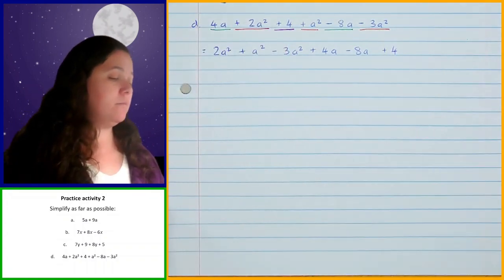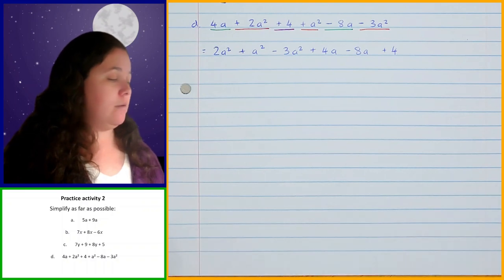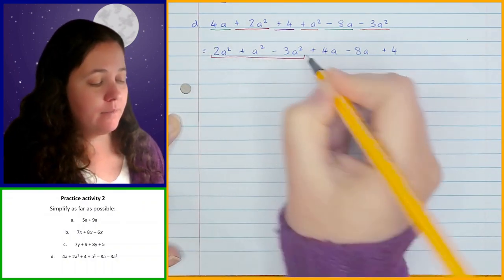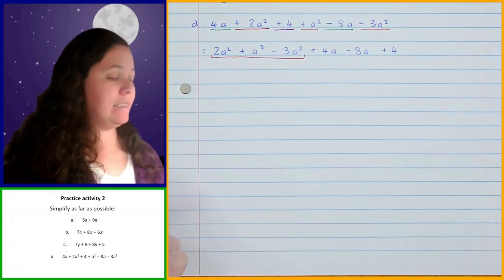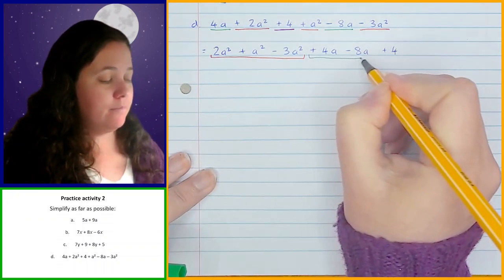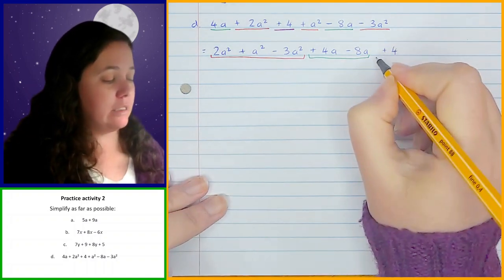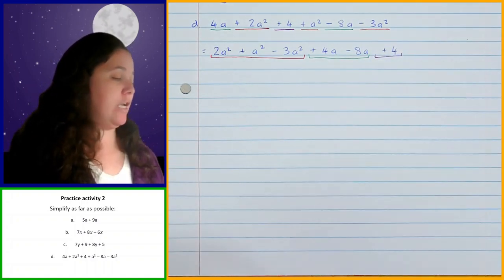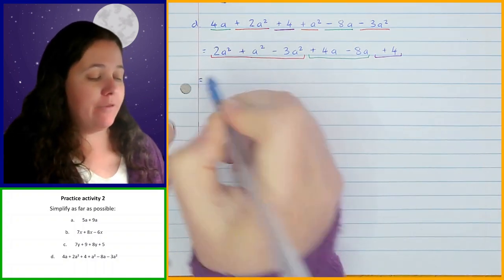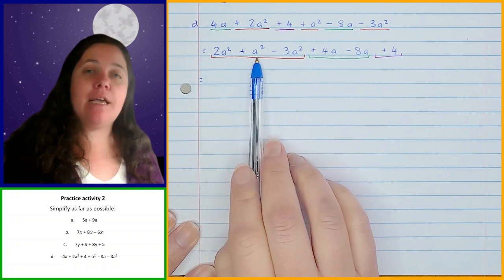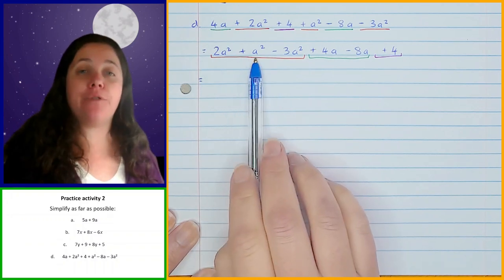Okay, so now my a squareds are these ones over here. My a's are these ones over here. And my constant is just that one over there. So now let's simplify. First we're going to look at the a squareds. I've got two a squareds. I add another a squared. How many do I have altogether? I now have three a squareds.